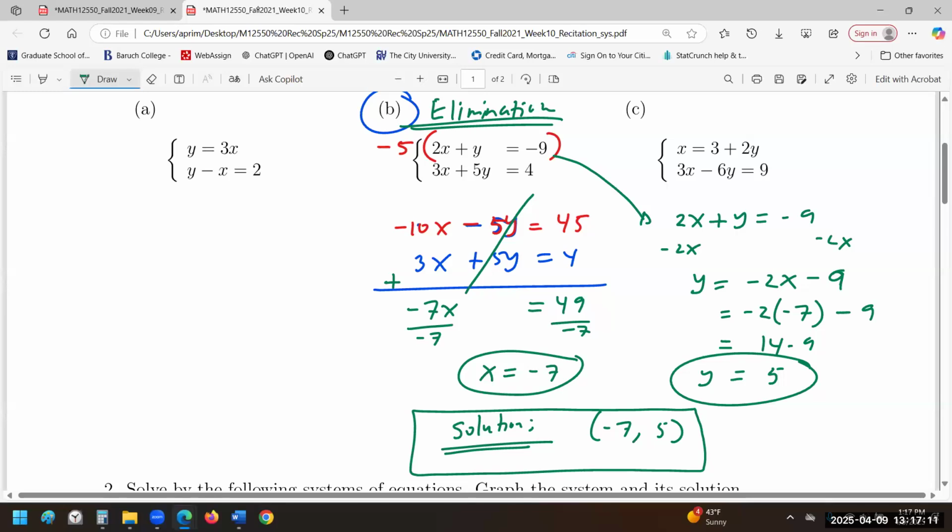Now, you can use either substitution or the graphing method for a and c, and then do the same thing. If you cannot solve for x or solve for y, that means there is no solution, or they have infinite solutions. If you're not sure which one you have, you can graph and see which one you have, infinite solutions or no solution.